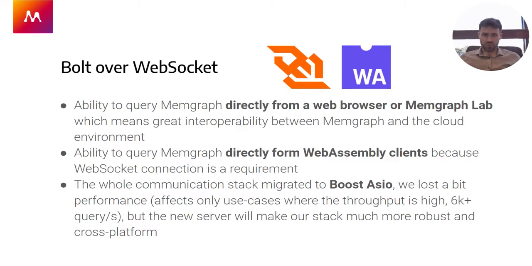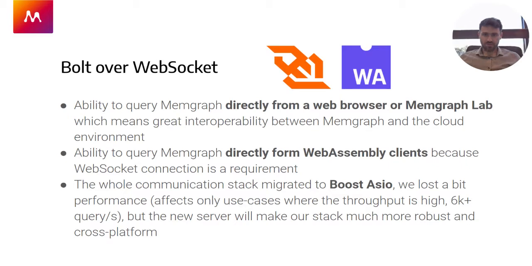Bolt over WebSocket is also interesting because it allows direct connections from the web browser and Memgraph Lab, which means a much easier setup. There is actually no need anymore for WebSocket proxy stuff. Memgraph can directly accept these connections. The same that applies to Memgraph Lab and the browser also applies to clients. WebAssembly clients actually need a WebSocket connection to connect, and that's what Memgraph offers directly.